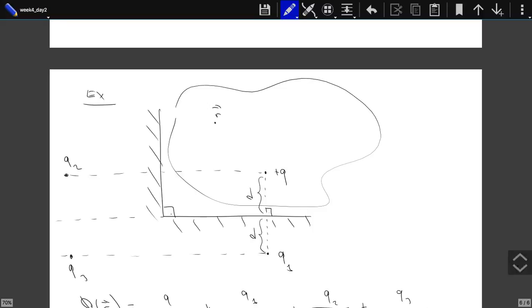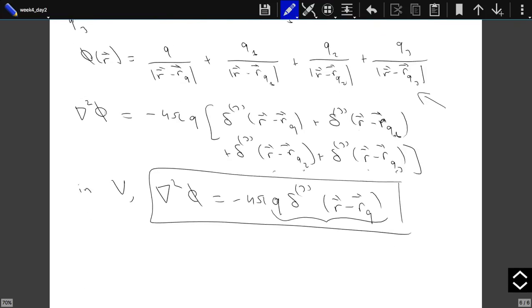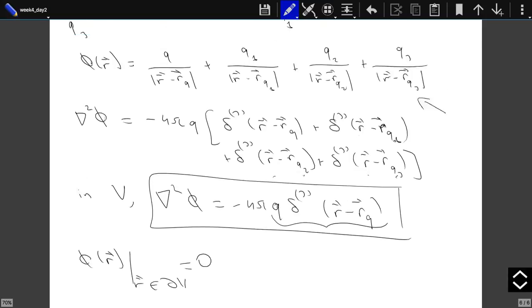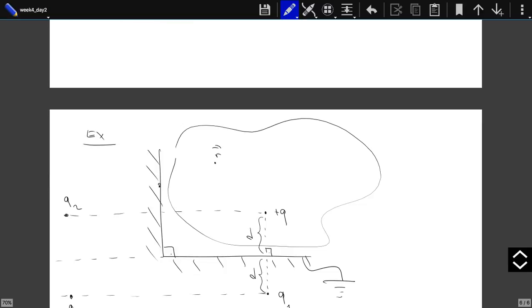Now the next part, I have to show that this satisfies all the boundary conditions. Now the boundary conditions, since these are grounded, is basically phi at R, when R is an element of my boundary, should be equal to 0. This is my boundary condition. So this should be satisfied. Now let us take R1 to be this point, and R2 to be this point.